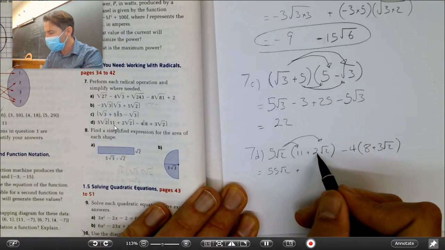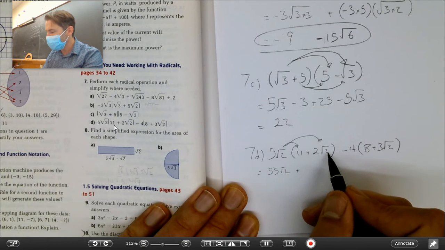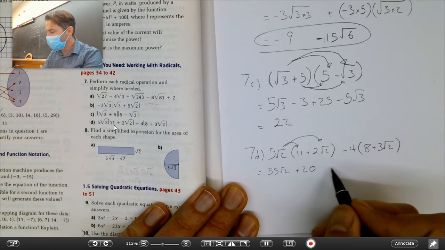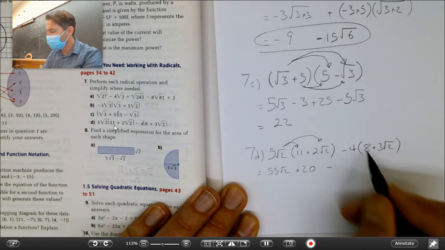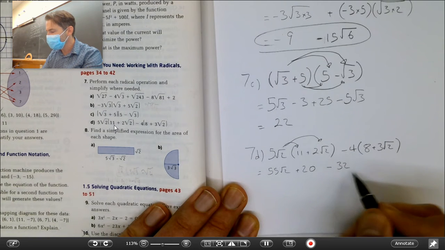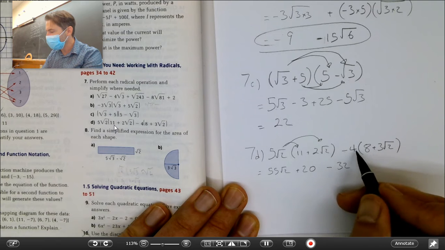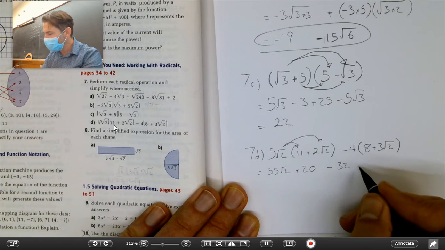plus 5 times 2 is 10, and root 2 times root 2 is 2, so that's plus 20. Minus 4 times 8 is minus 32, and minus 4 times 3 root 2 gives me negative 12 root 2.